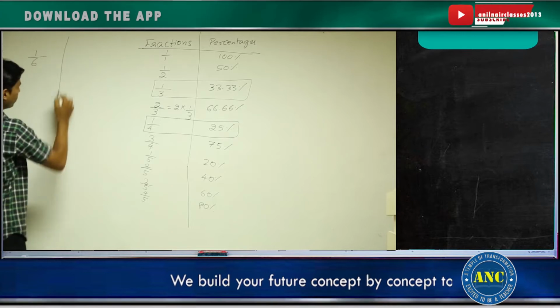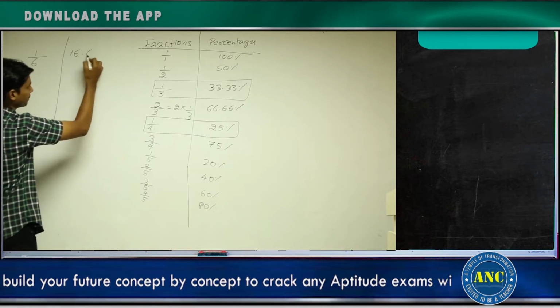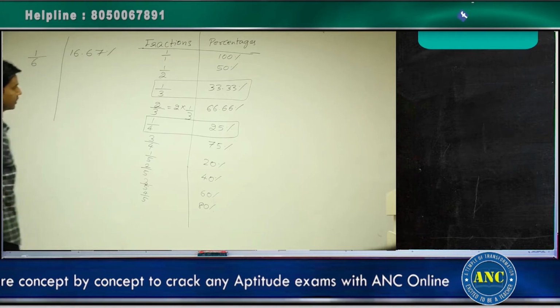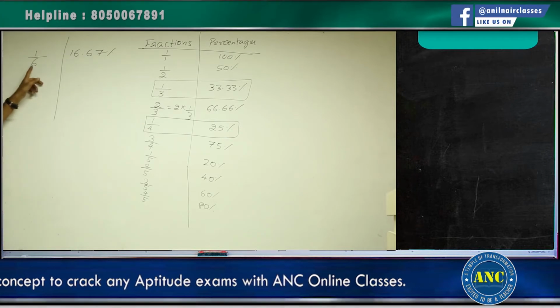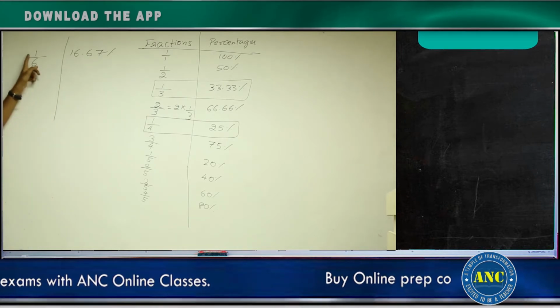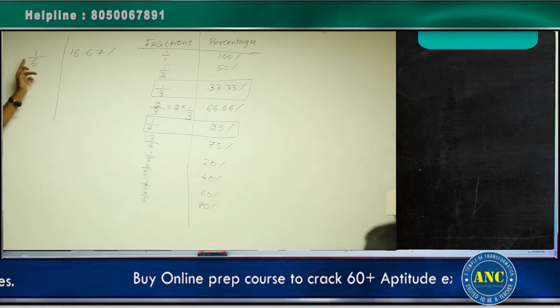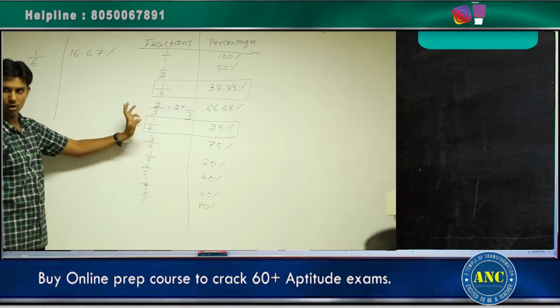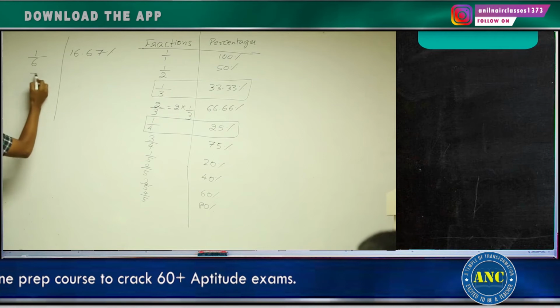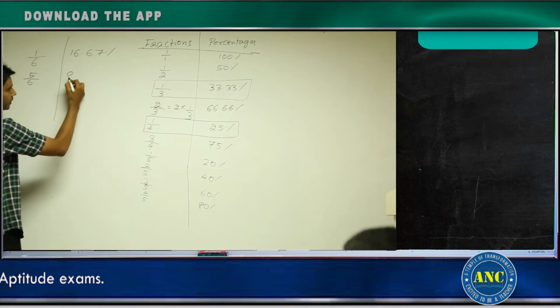Next. If I further extend it, see here. 1 by 6, 100 by 6, 16.67%. Listen to this carefully. 2 by 6 is 1 by 3, already written. 3 by 6 is 1 by 2, already written. 4 by 6 is 2 by 3, already written. 5 by 6 is 5 into 16.67.